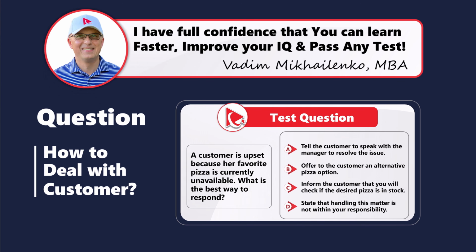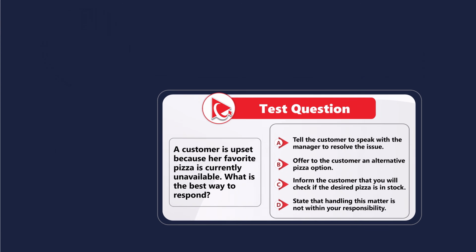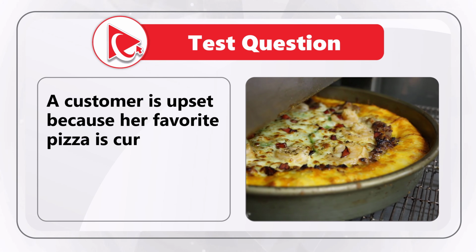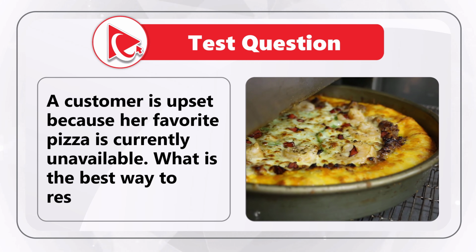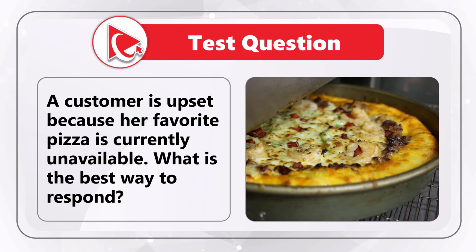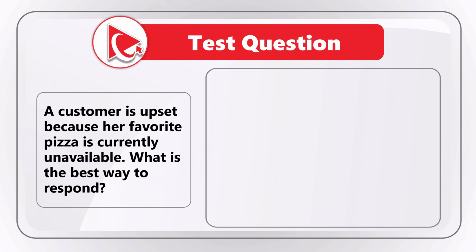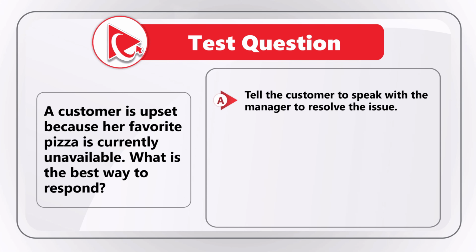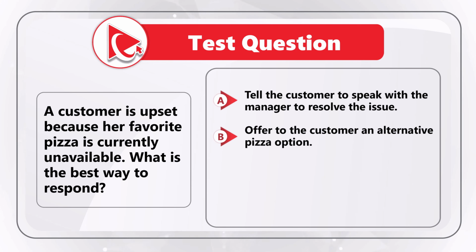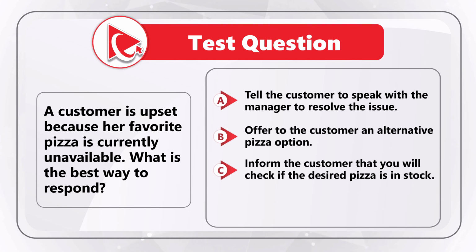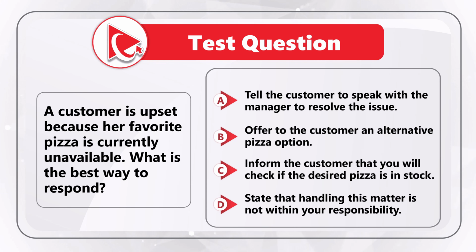Here's an interesting question to see how well you would deal with customer service inquiries. A customer is upset because her favorite pizza is currently unavailable. What is the best way to respond? And you're presented with four possible choices. Choice A: tell the customer to speak with the manager to resolve the issue. Choice B: offer the customer an alternative pizza option. Choice C: inform the customer that you will check if the desired pizza is in stock. And last but not least, choice D: state that handling this matter is not within your responsibility.